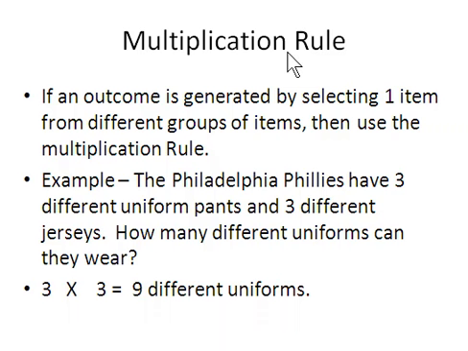If an outcome is generated by selecting one item from different groups of items, then we can use the multiplication rule. And I give an example here. The Phillies have 3 different uniform pants and 3 different uniform jerseys. How many different uniforms can they wear? Well, there's 3 pants and 3 jerseys. They can wear each pants with each jersey. There's 9 different possible uniforms that they could have.